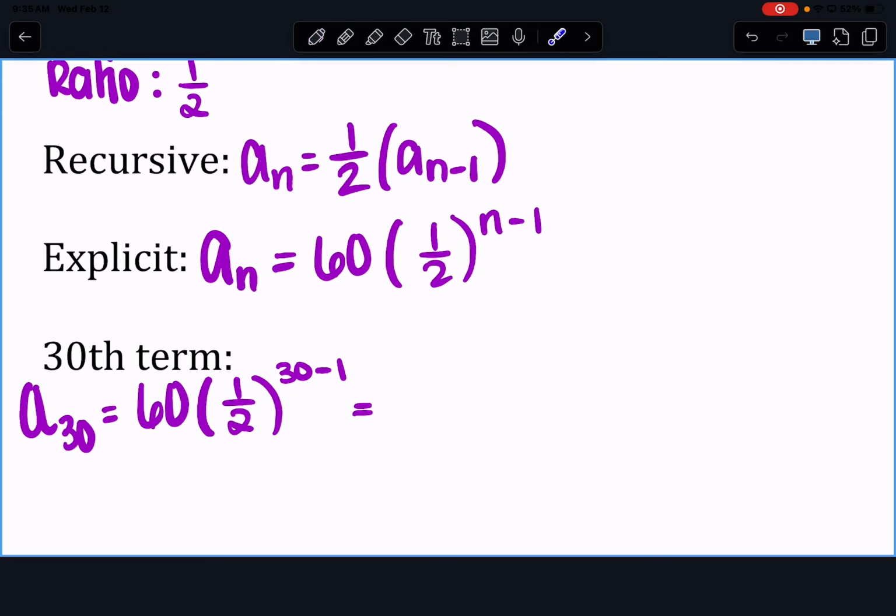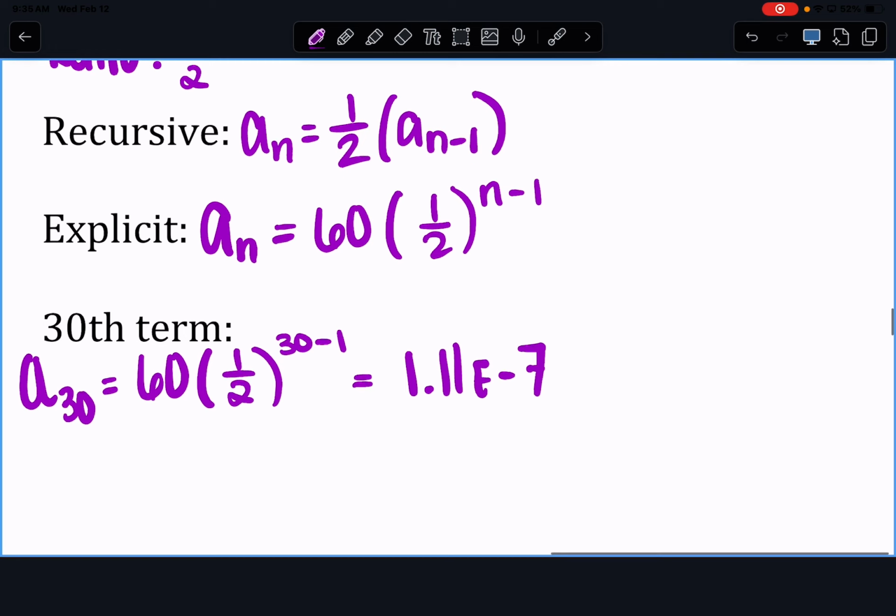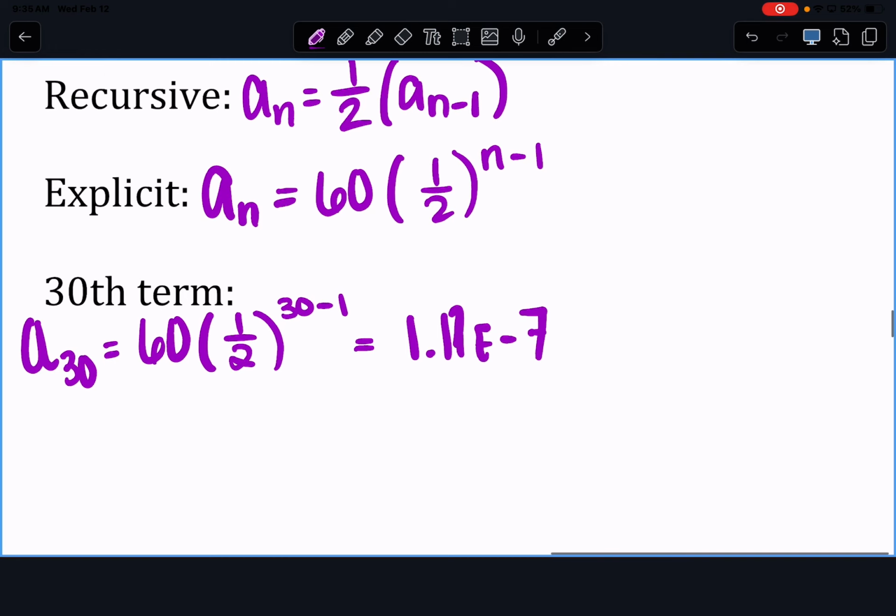I got 1.11 e to the negative 7. Or if you round, 1.12. Okay, let's do 1.12. So I just moved that to the left 7 decimal places, so it'd be 0.00000000112. It literally says it on there. So the decimal place is to the left, 7.